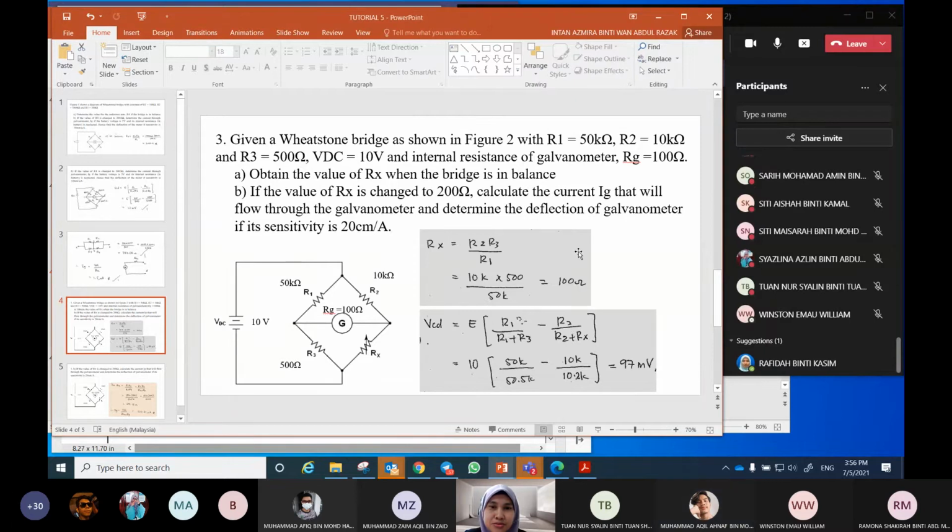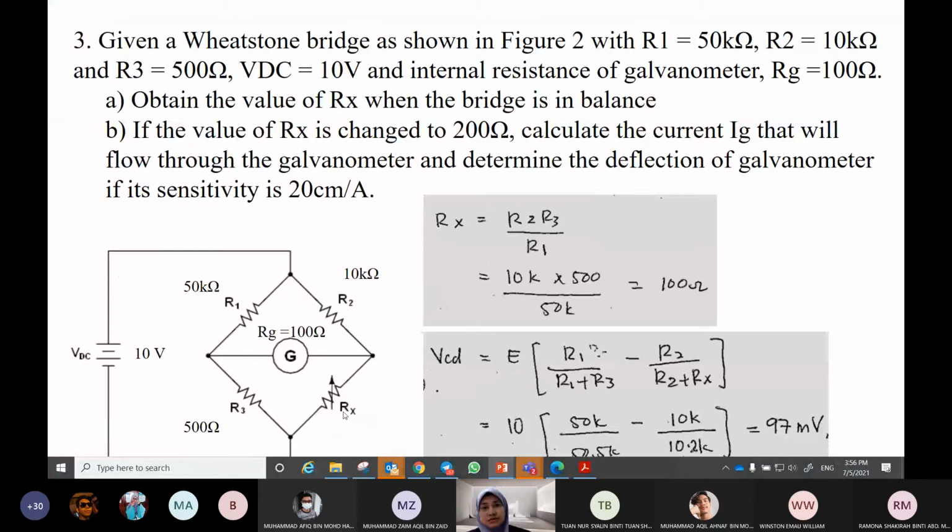Okay. How to know? The question says, when the bridge is in balance. Okay, now RS is unknown. RS is unknown. So the question is to find RS when the bridge is in balance. So we just use the formula for the balance condition.